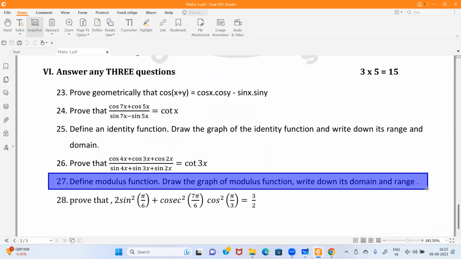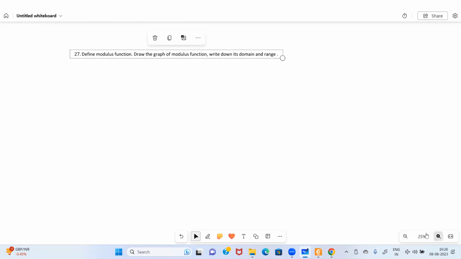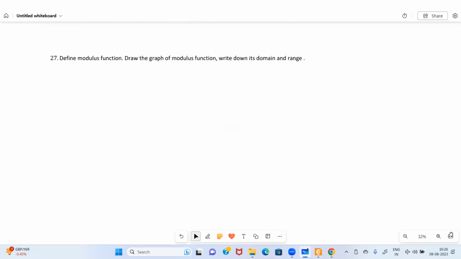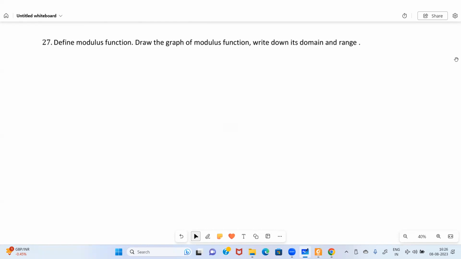Okay, so let's move on to the 27th question. This also we have discussed in our session. Just a revision for you guys. Define modulus function. Write down its domain and range. All right. Okay. Draw the graph of modulus function. Yes. So define modulus function.